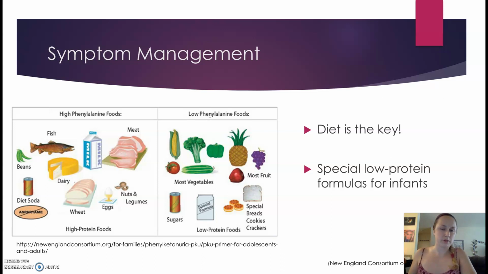So as far as symptom management for this, it's basically diet. There's not much that we can do other than create a diet that has low phenylalanine. So as you can see, high protein foods often have high phenylalanine, so fish, meats, cheeses, milk, all of that kind of stuff is high in phenylalanine. So this is the kind of stuff that they want to avoid if they have this disorder. Low phenylalanine foods include fruits and veggies, special breads, and then for infants that have PKU, they have to have a special low protein formula.